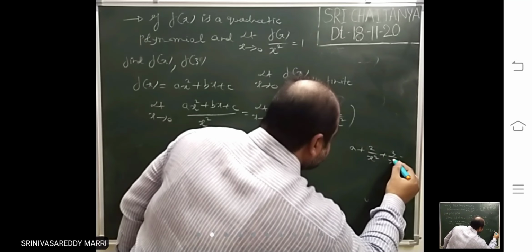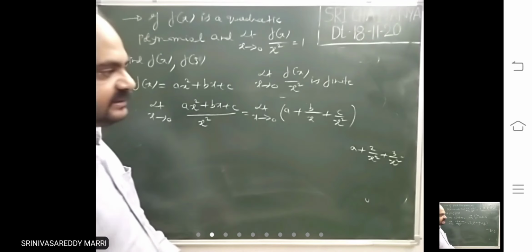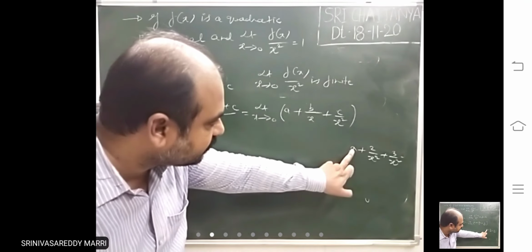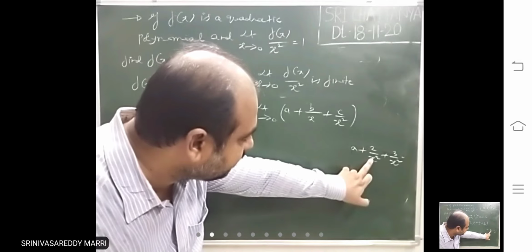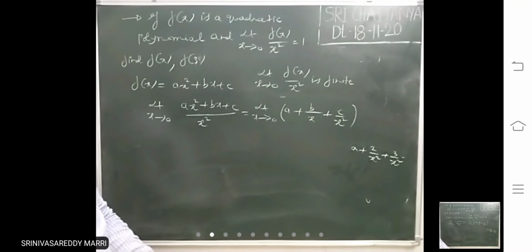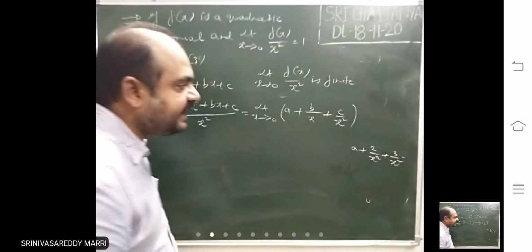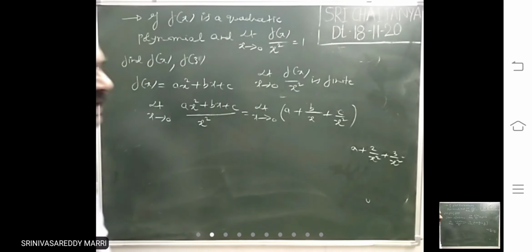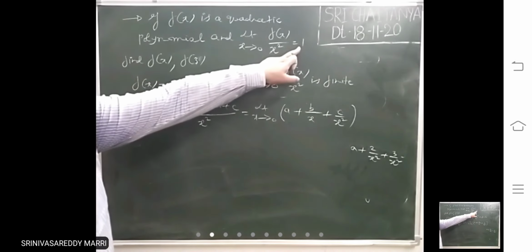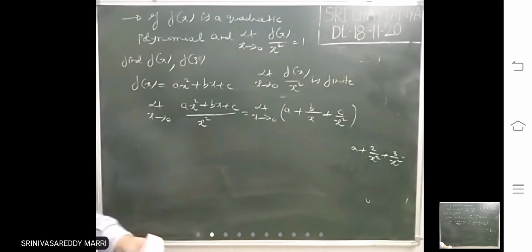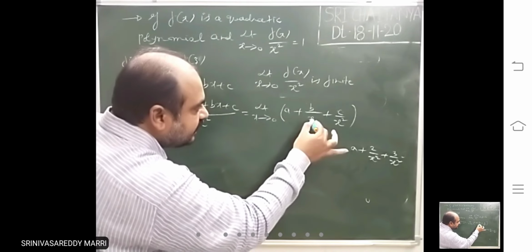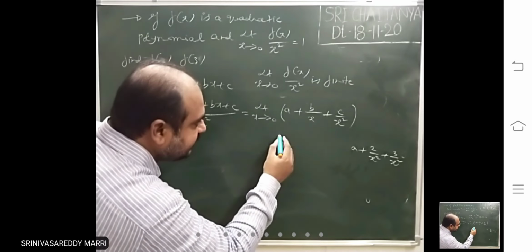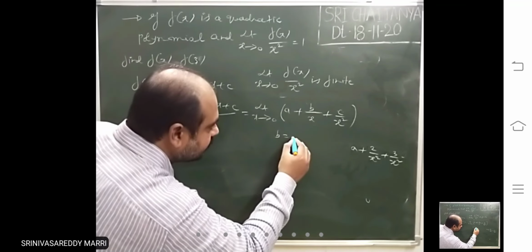If these terms will be remaining, what happens? If you substitute 0, this is a. This will become infinity. That means if x remains in the denominator, and these constants above are not zeros, what happens? The limit will become infinite. It will not become 1. So definitely, if the x term is in the denominator, equate that to 0.